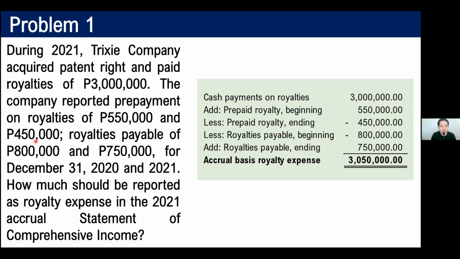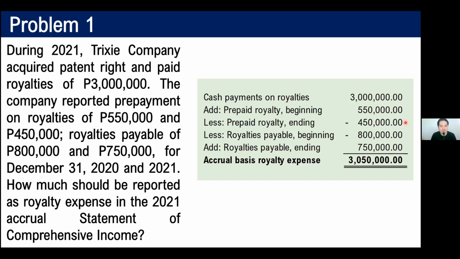Tapos, yung 450,000 naman, ano ba to? Okay. 450,000 naman po nating ending balance ng prepaid royalty. Ang gagawin mo naman sa kanya is i-deduct mo siya. Bakit? The ending balance of your prepaid royalty is still an asset. It is not an expense. Prepayment pa siya eh. Dededuct mo kasi hindi pa po siya expense.